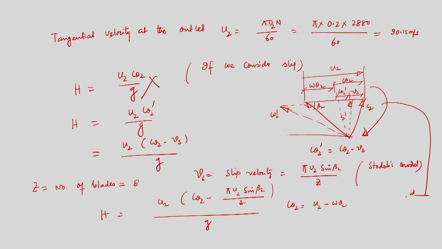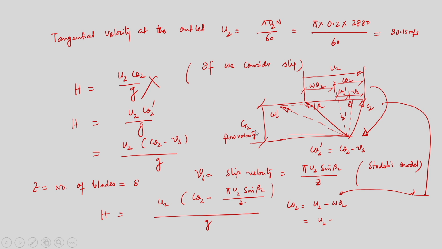I can write from the velocity triangle that C theta 2 is equal to u2 minus w theta 2. I know the magnitude of u2, and w theta 2 is very important, which I can obtain from the expression. Here I will write that this component in the radial direction, perpendicular, is known as CR2. This CR2 is called the flow velocity.